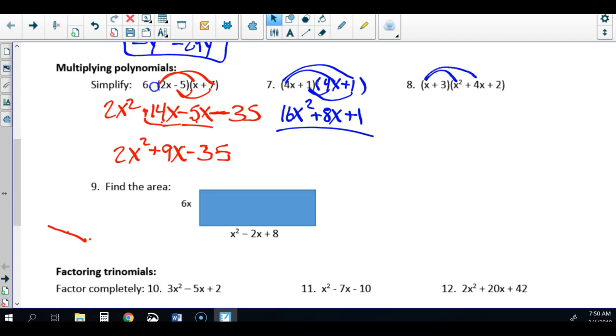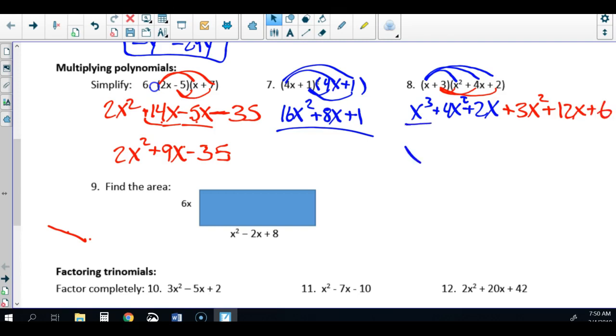Here we have a, oh, what did that little deck toys call it? A superfoil. We take the x, distribute it to all three. That's x to the third power plus 4x squared plus 2x. Then we take the 3 and distribute it. So we have plus 3x squared plus 12x plus 6. Then we combine like terms.